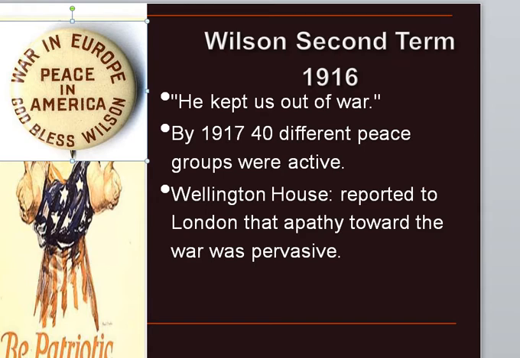Just to give you a sense of how much Americans wanted to stay out of this war, because they kind of suspected that America would be drawn into it, by 1917, 40 different peace groups were active within the United States. And they were active for the sole purpose of keeping the United States out of the war. Wellington House reported to London that apathy toward the war was pervasive. Wellington House was the propaganda arm of Great Britain, and they were quite worried because it looked like the United States would not be able to get into this war.